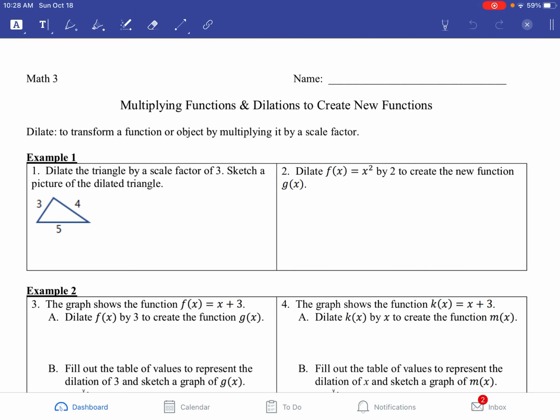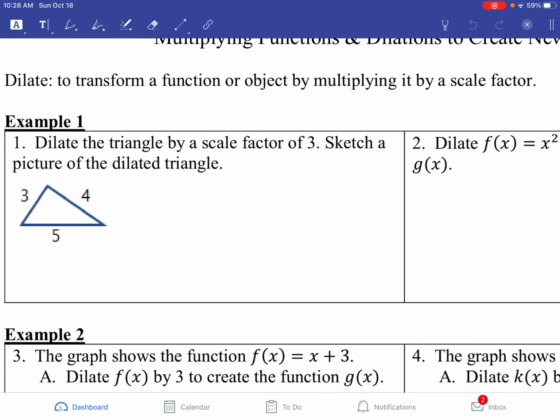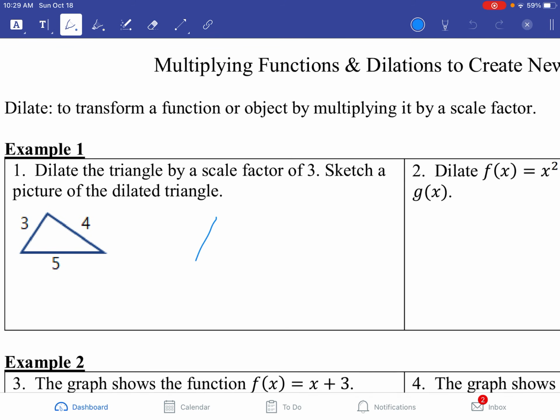To give you a visual idea of what this looks like, we're going to use it on an object. We're going to dilate this triangle, in example 1 here, by a scale factor of 3. I'm going to sketch a picture of the dilated triangle. Multiplying it by 3 is not going to change the fact that it's still a triangle, it's just going to be a little bit different. We're going to change its size. That's what a dilation could be. We could make it smaller or bigger.